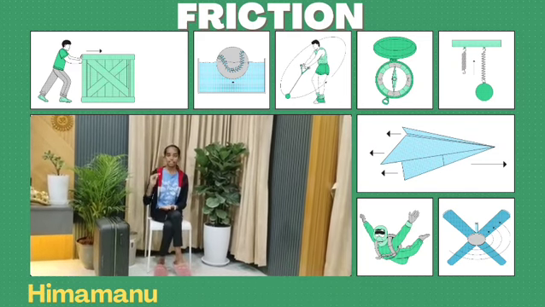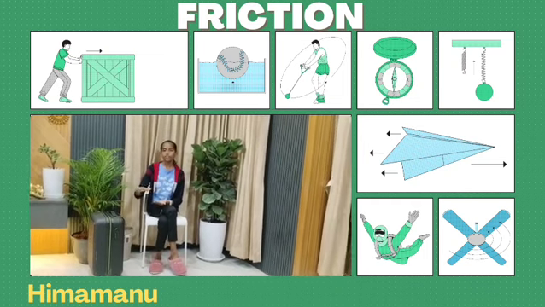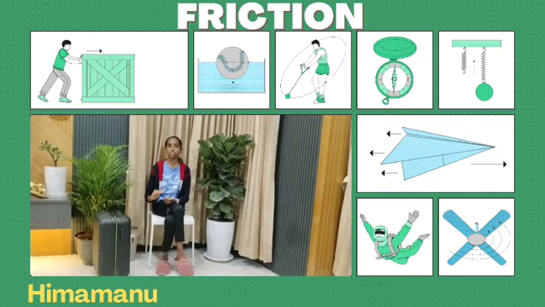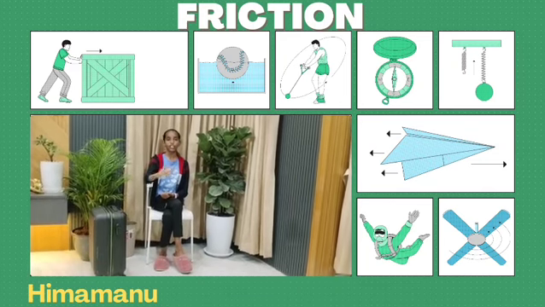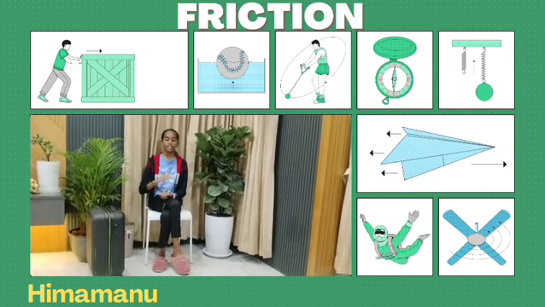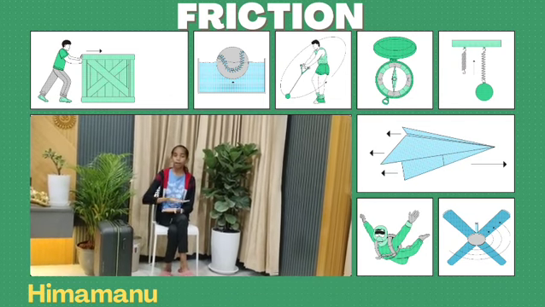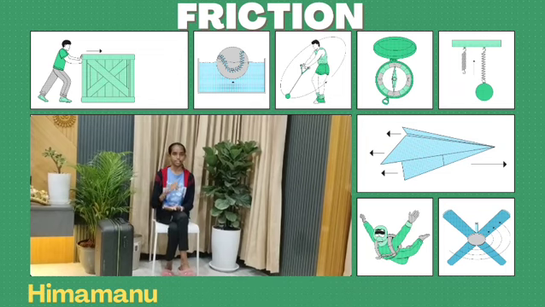Then decrease in friction. The friction of the surface can be decreased by the following ways. By decreasing the number of irregularities on the surfaces, by the usage of talcum powder on the carrom board, then by the usage of lubricants such as oil and grease over a rough surface, by polishing a rough surface, etc. Let's move to the next topic now.